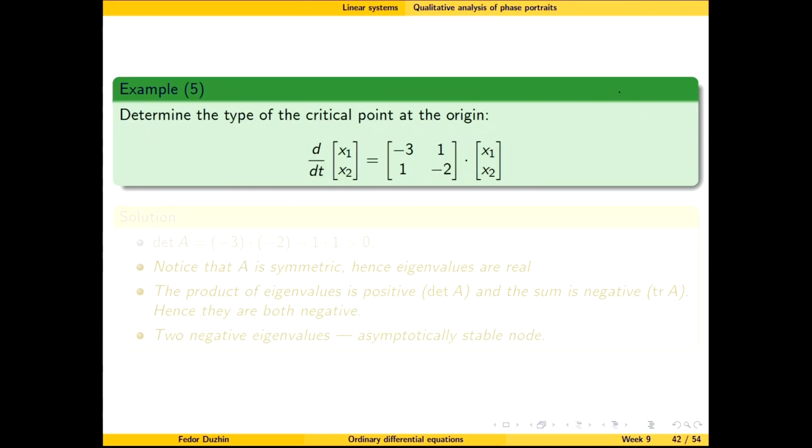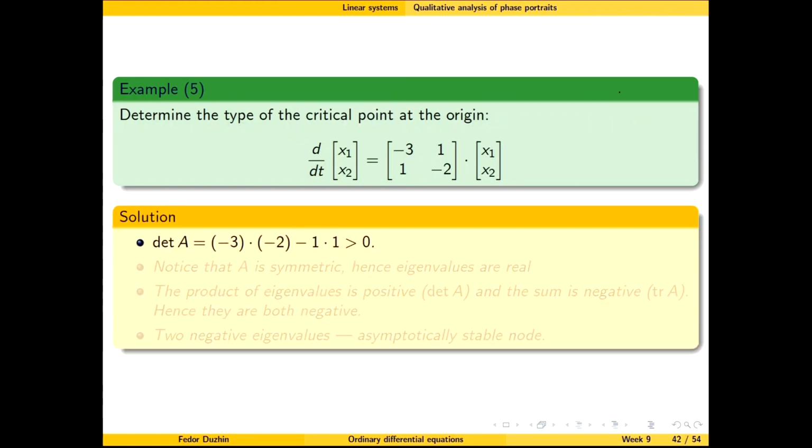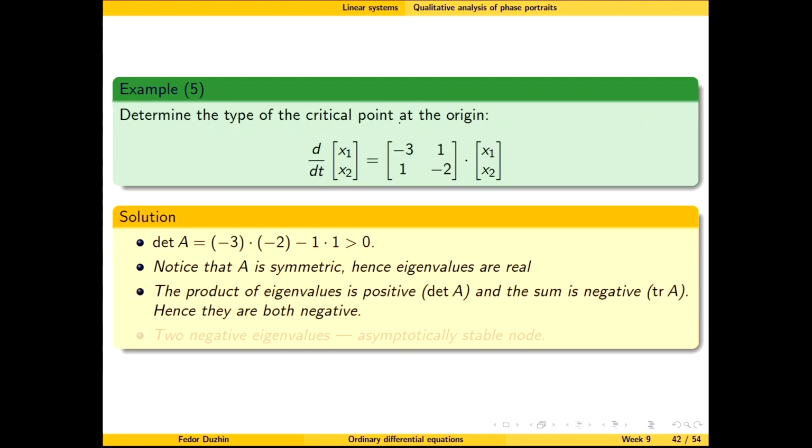Now my next example. So here the determinant is positive. Notice that here the matrix is symmetric, and if the matrix is symmetric, it means that the eigenvalues are real. It's a theorem from linear algebra, right? So the product is positive, but the sum, the trace of this matrix, is -5. So it's negative. If the product is positive but the sum is negative, it means that they are both negative numbers. So two negative eigenvalues, we have an asymptotically stable node.